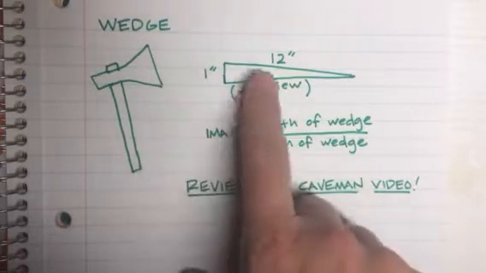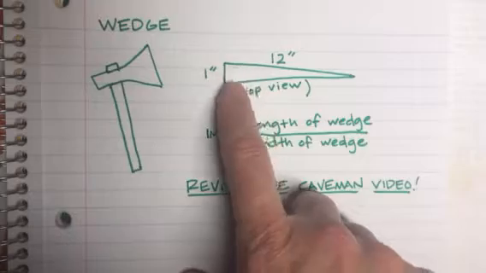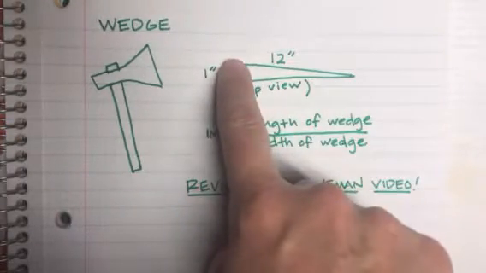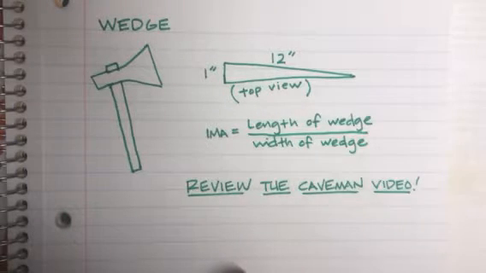Here's an axe, and here's the top view of the axe. So this is just kind of as we're looking down. This would be the shape that we're looking at. And a wedge works by having a force push the wedge down into an object, which exerts an output force at a 90-degree angle and splits the object.